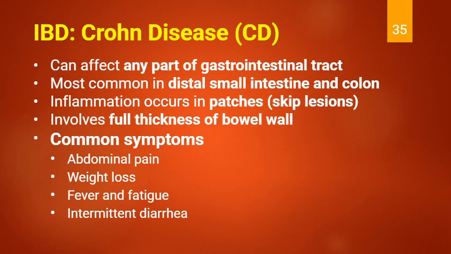Crohn's disease differs from ulcerative colitis in several important ways. Crohn's disease can affect any part of the gastrointestinal tract from the mouth to the anus, although it most commonly involves the distal small intestine and the beginning of the colon. Unlike ulcerative colitis, inflammation in Crohn's disease occurs in patches, leaving normal sections of bowel between diseased areas. These areas are called skip lesions. Another key difference is that Crohn's disease affects the entire thickness of the bowel wall, which can lead to complications such as narrowing of the bowel, fistulas, fissures, and perianal disease.